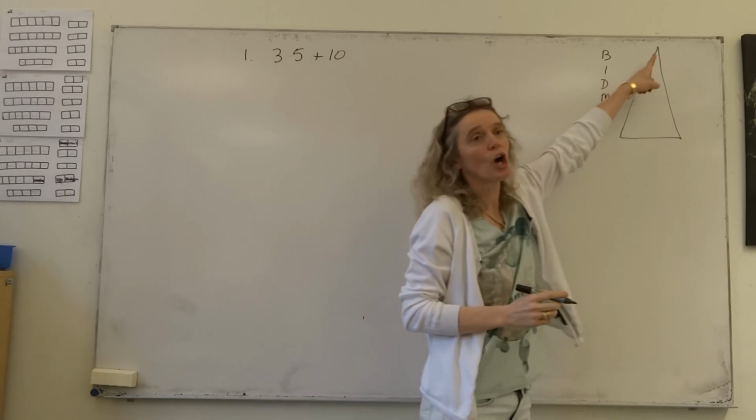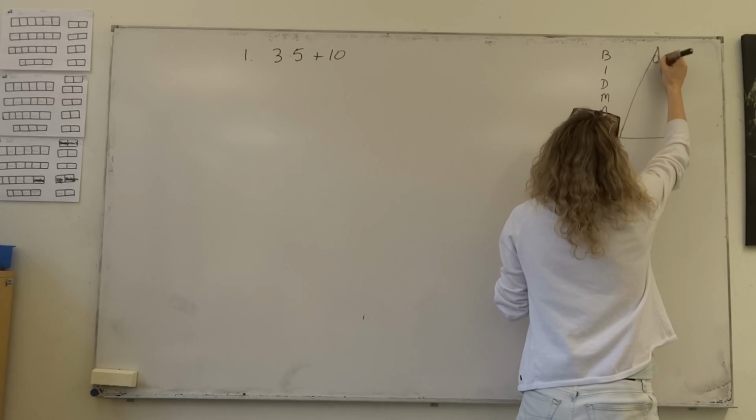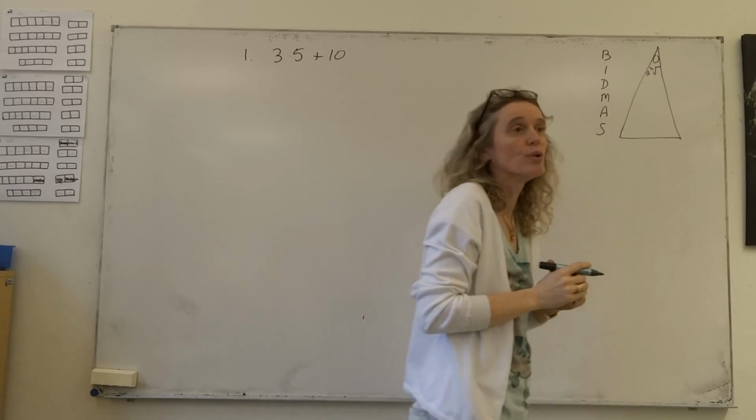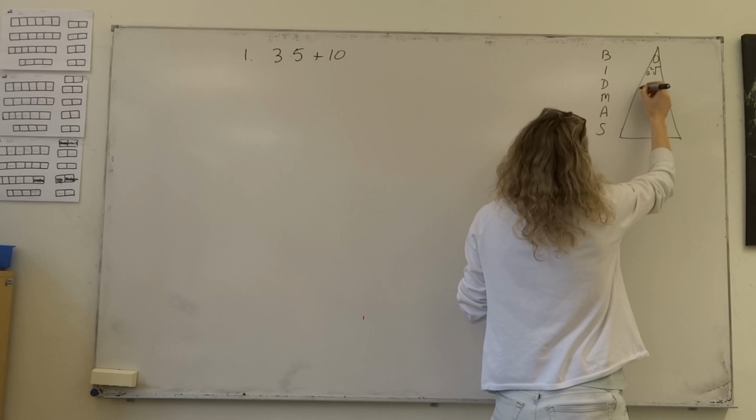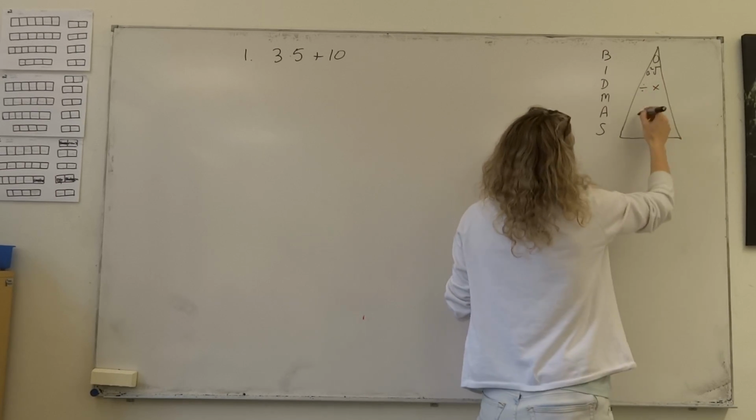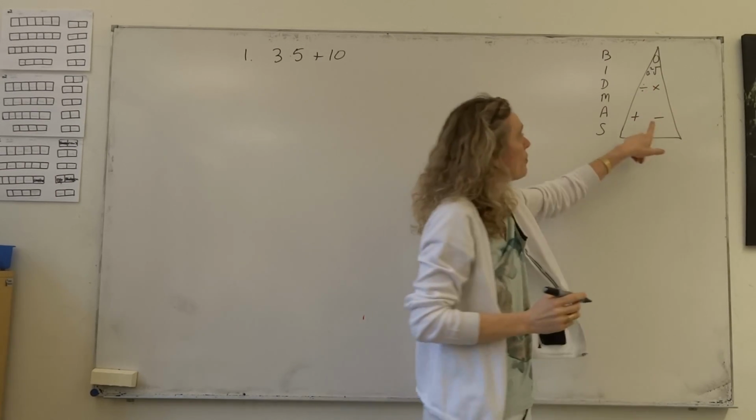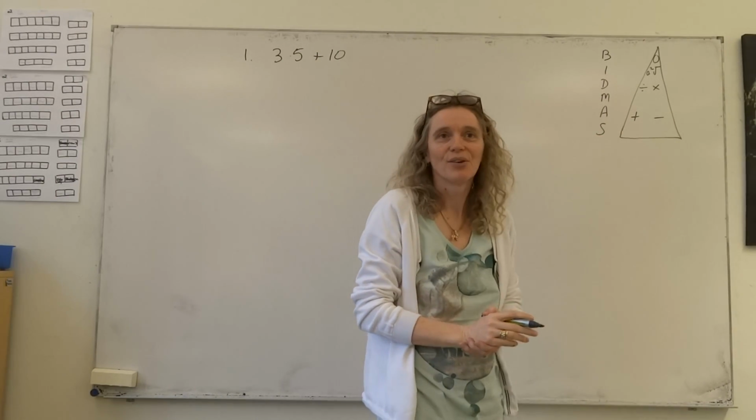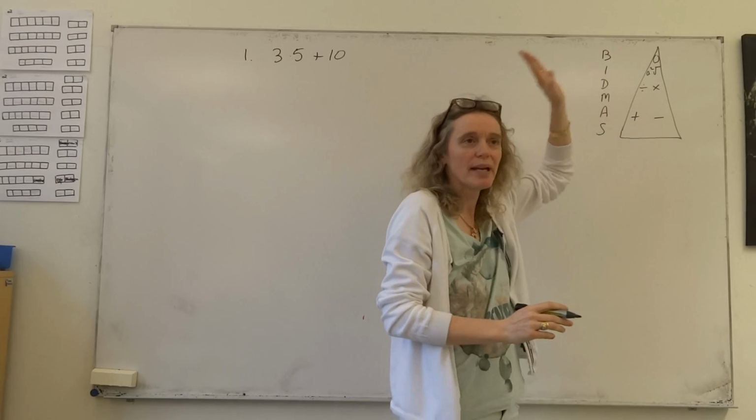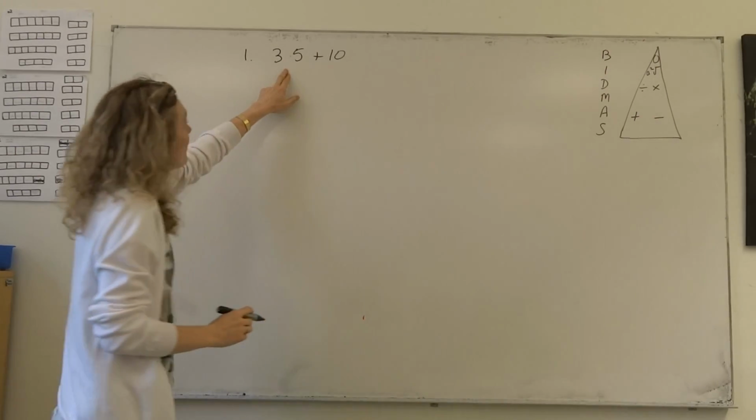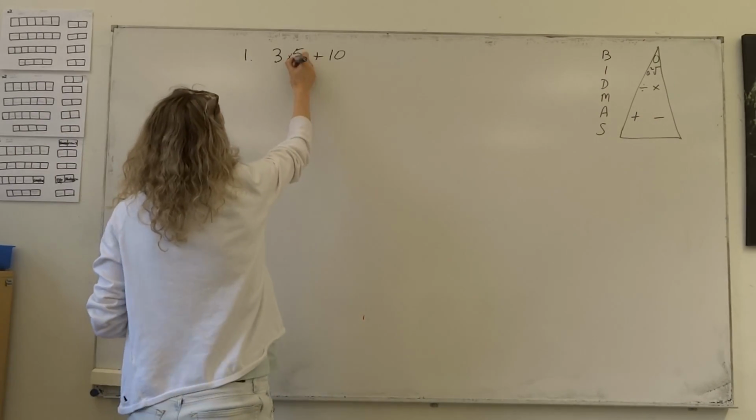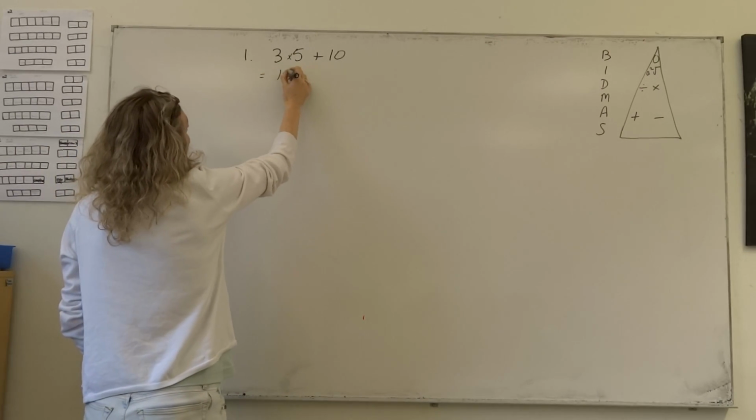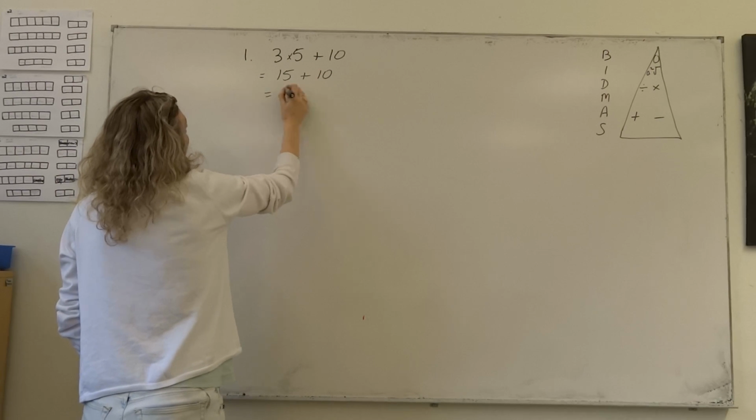You have to start at the top. B stands for brackets, I stands for indices, that means squares or square roots. Division, multiplication on the same level, and addition and subtraction. If you're at the bottom of the pyramid chain, you're last, okay? Top of the pyramid has to be done first. So, we have a multiply sign here. So it's 3 times 5 plus 10, we have to do the times first. So we get equals 15 plus 10 equals 25.